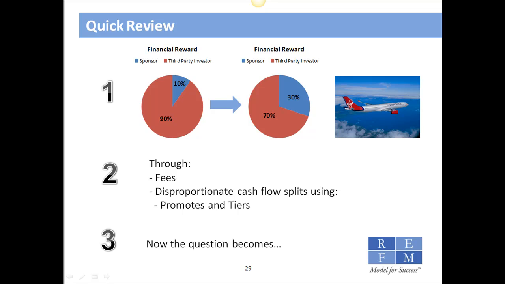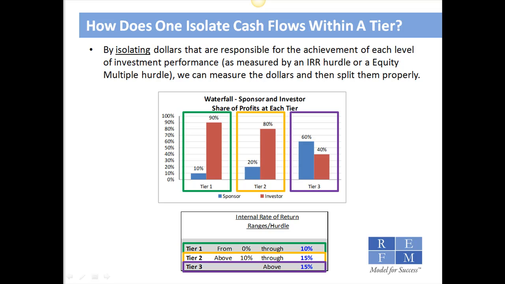Okay, let's do a quick review before we proceed. So far, we have established the following principles. 1. It is in the investor's best interest and desirable to the sponsor for the sponsor to be rewarded with net cash flow disproportionate to the share of cash equity they contributed. 2. This is accomplished through fees to the sponsor and disproportionate cash flow splits that are achieved using promotes and tiers. Now the question becomes, how does one isolate cash flows within a tier?